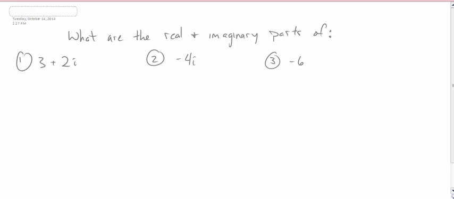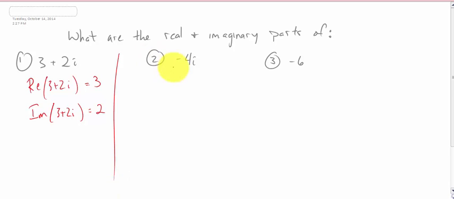And the thing to know is that all numbers are complex numbers. Some of them will fit into the real part of the Venn diagram that I showed you previously. Some of them fit into the imaginary part. But they're all complex. Number 1 is a complex number. It has a real part and an imaginary part. So the real part of 3 plus 2i is 3. The imaginary part of 3 plus 2i is 2. Not 2i, just 2.